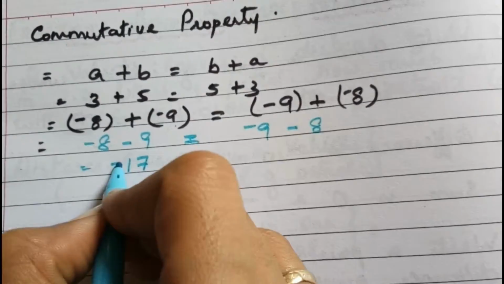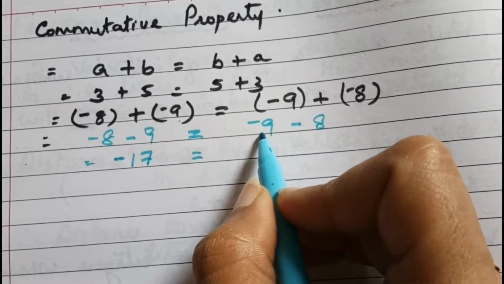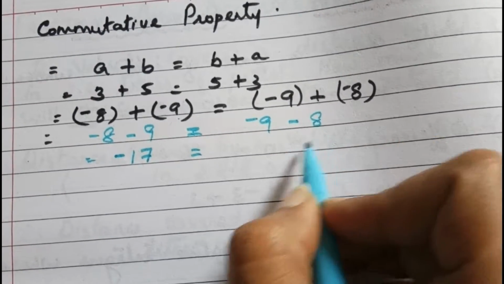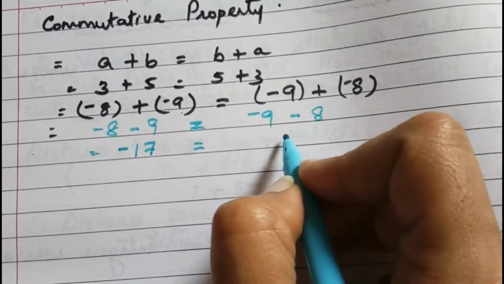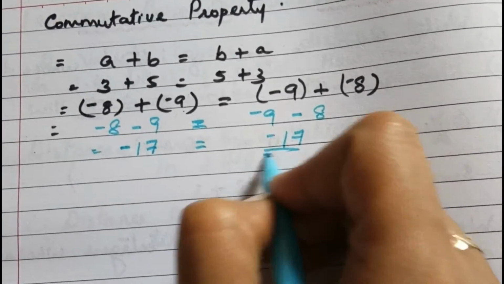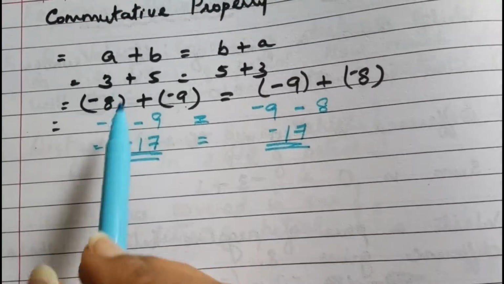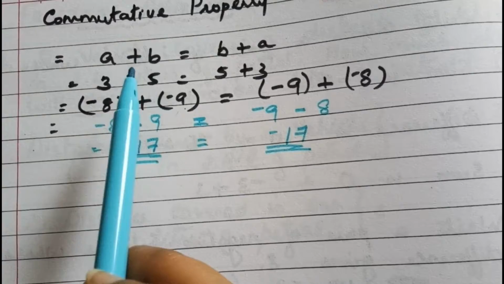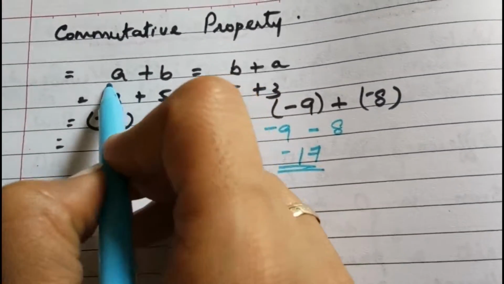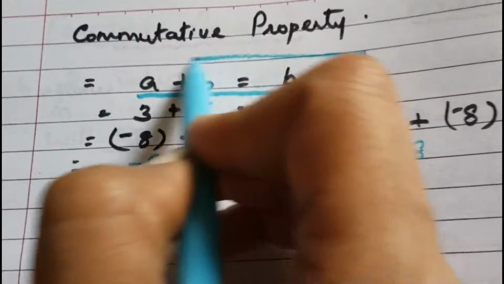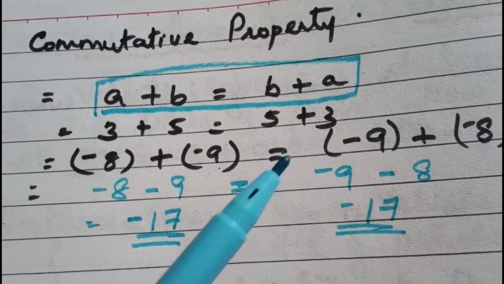Okay, minus 17. And here also, minus and minus becomes minus, but we have to add and put the minus sign. So 9 and 8, 9 plus 8 is 17 with a negative sign. So here we saw both the answers are equal. So we can say that the addition is commutative for the integers. So this is what the first statement means. A plus B is equal to B plus A.